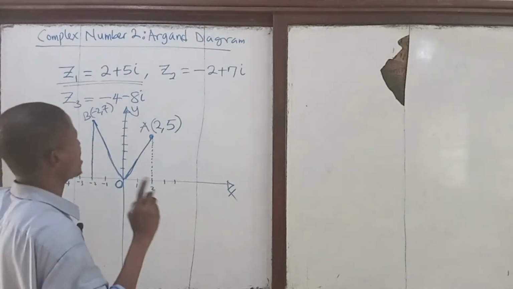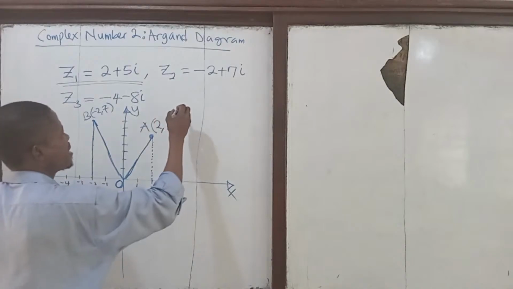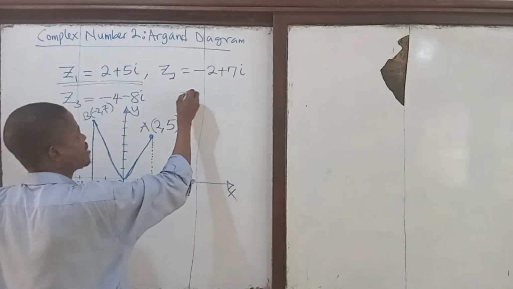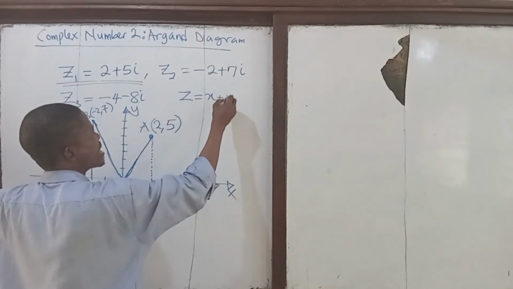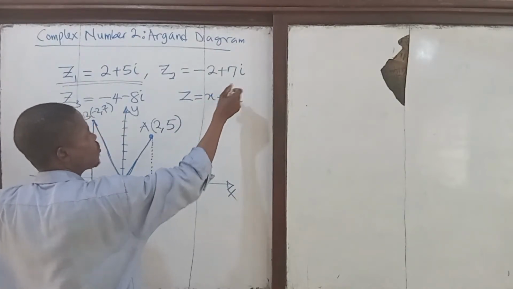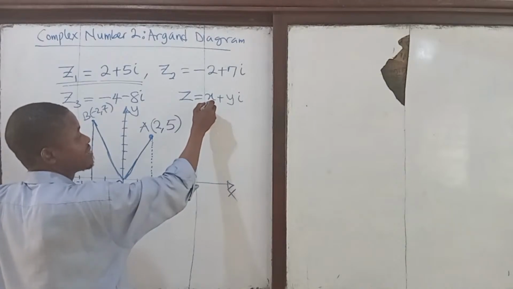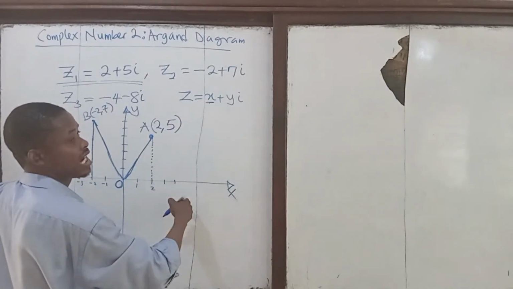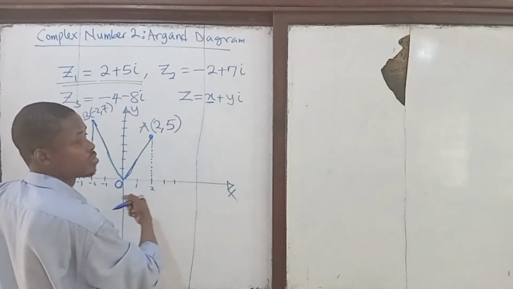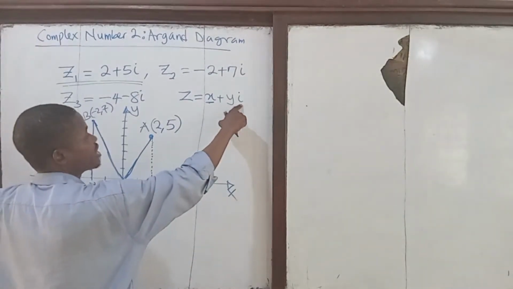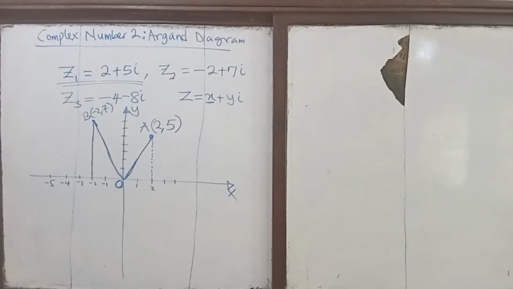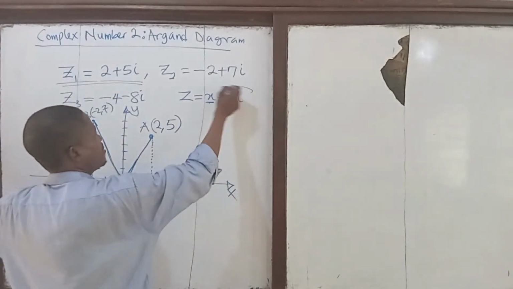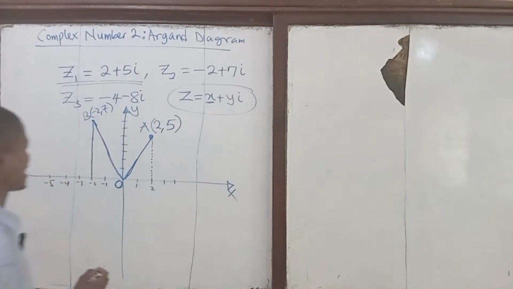And let me quickly say something. The Argand diagram is always of this form, x plus yi, where your x is the real part, which will be on the horizontal axis. The coefficient of your i will be on the vertical line. So that is the general representation of the Argand diagram.